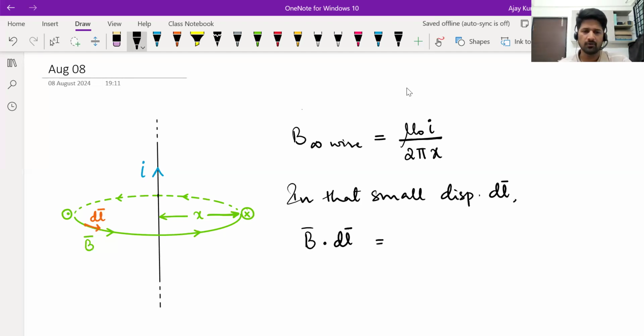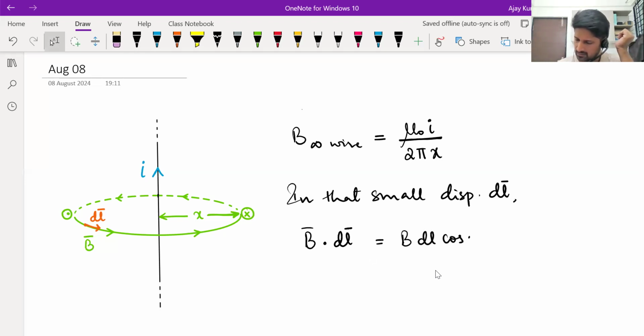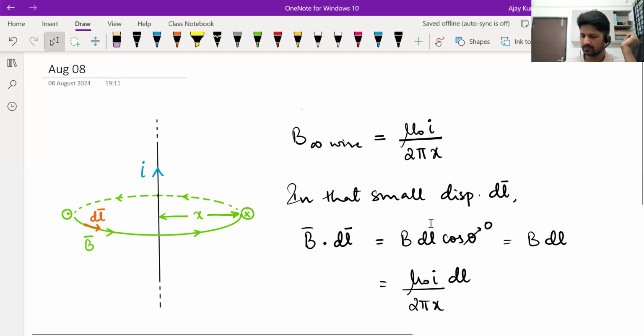One of you tell me, what is the general formula for A dot B? AB cos theta. So here it becomes B dl cos theta. In this case, theta is 0, because we have chosen to move along the magnetic field line. So the angle between the displacement and magnetic field will be 0. Cos 0 becomes 1. So the dot product simply becomes B dl. So B here is mu naught I by 2 pi x. dl is dl itself. Let's keep it as it is.